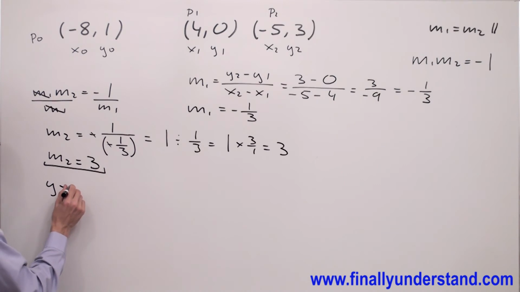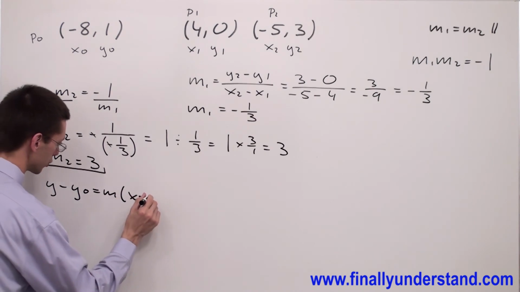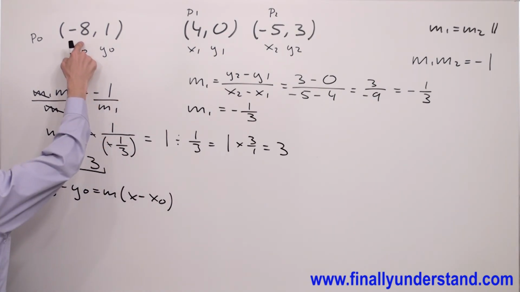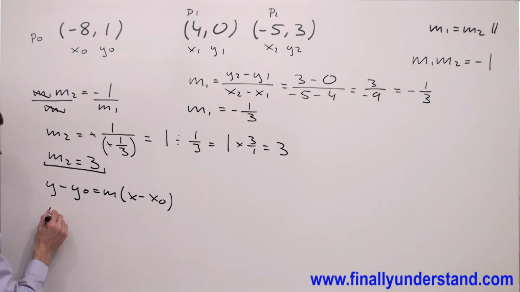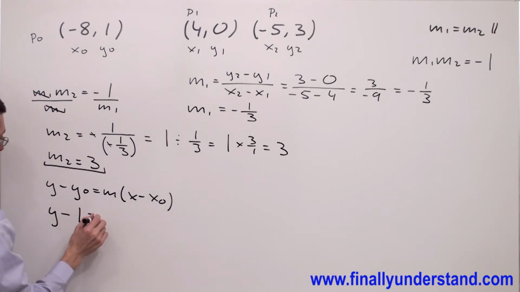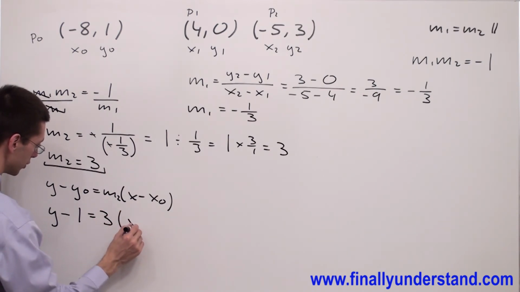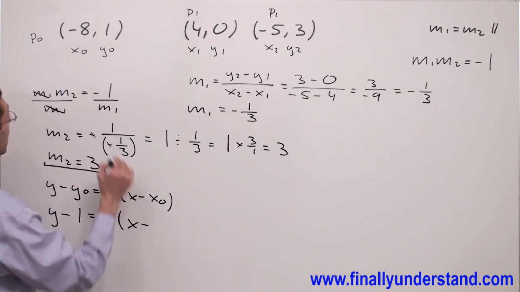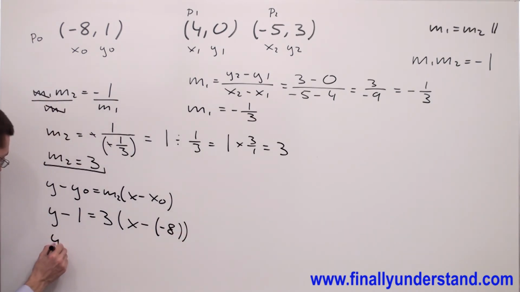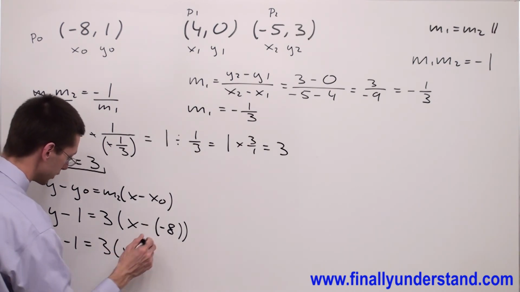y minus y0 is equal to m times (x minus x0). I use y0 and x0 because I'm going to use this point. So I have y minus y0, which is 1, is equal to m, in this case m2, so I have 3, open parenthesis, x minus my x0, which is -8. So I have y minus 1 is equal to 3, x plus 8, since negative times negative gives me positive.